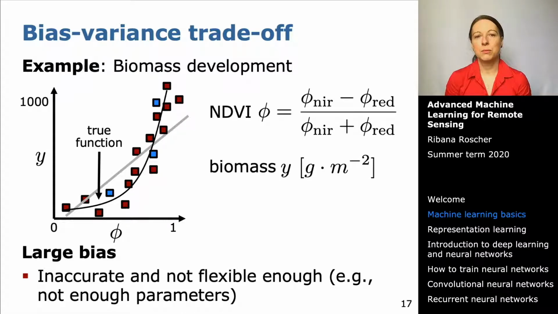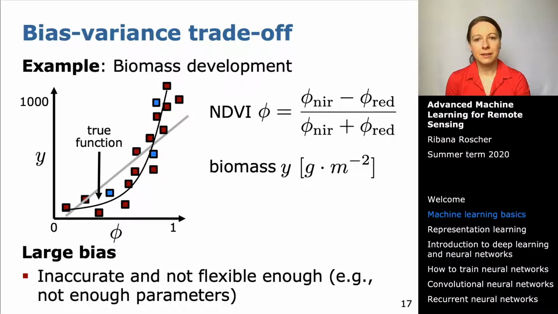In the ideal case, we would know the exact relationship. That means the true mathematical function between NDVI and biomass. But in this case, we just don't know it. So that's why we use machine learning-based regression to estimate this relationship. And if we make simplifications and perform linear regression, you will end up with a large bias. So in this case, the gray line is a linear regression line. This will give you a large bias, and the model is inaccurate and not flexible enough. So you do not capture the relevant characteristics of your data.